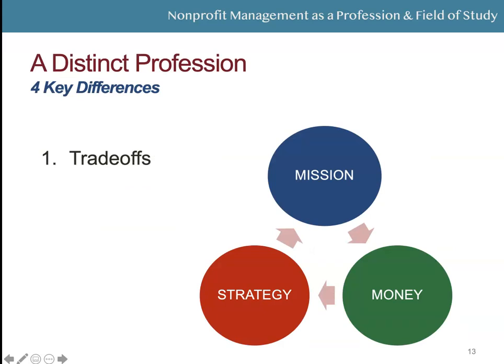But 4 key differences really distinguish nonprofit management as a profession. The first is the trade-offs that have to be made. Most corporations have a mission. We learn about that in our intro to business and business organization and management courses. But with a nonprofit, the mission is everything. Everything you do, every decision you make is focused on that mission.